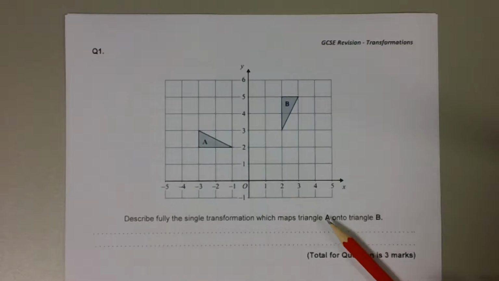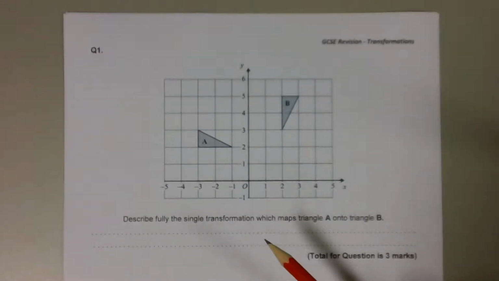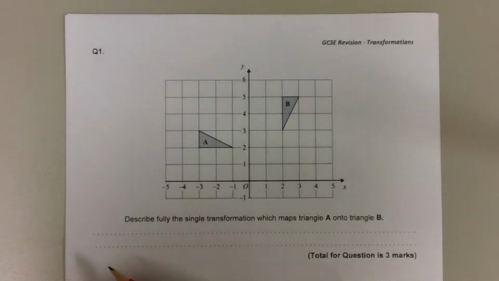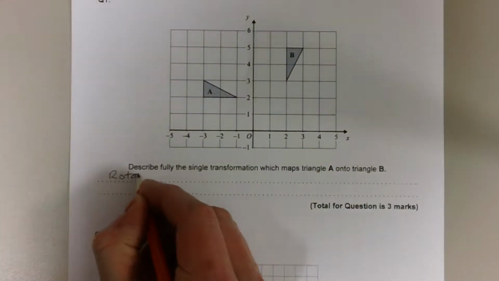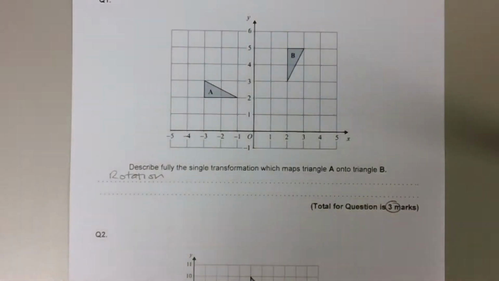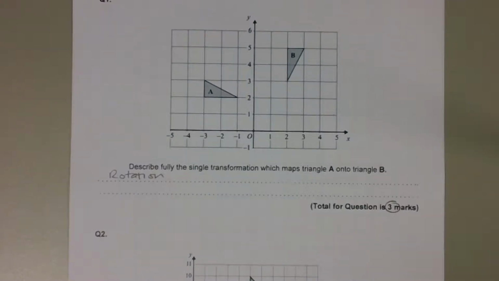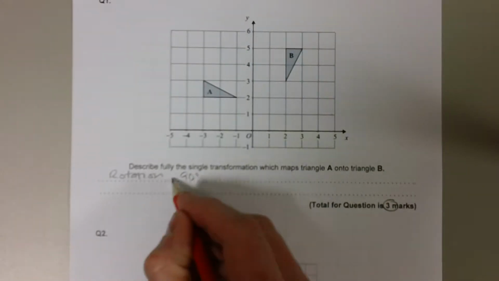The first thing to do is check where your starting point is: you're starting from A, going to B. The triangle has turned round as it's moved from A to B, therefore we're dealing with a rotation. Notice 3 marks: you're only going to get 1 mark for writing rotation. You need to describe the rotation: which direction the shape has turned, how many degrees, and the centre of rotation. The shape's gone from like that to like that, so we've got a 90-degree rotation.